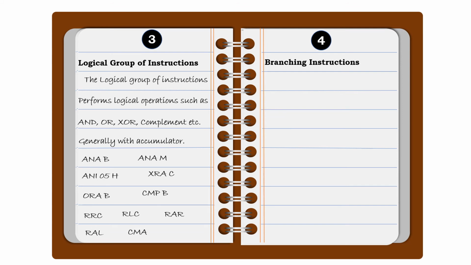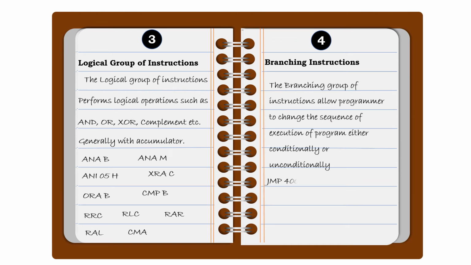It means to change the sequence of the program. For example, if I want to jump to a particular location depending on some situation, for example JNC, that is jump on no carry, or JMP address, so directly I can jump to the address. So if I want to change the sequence of the program and jump to particular locations, then I use the branching instructions. The branching group of instructions allows the programmer to change the sequence of execution of a program either conditionally or unconditionally.